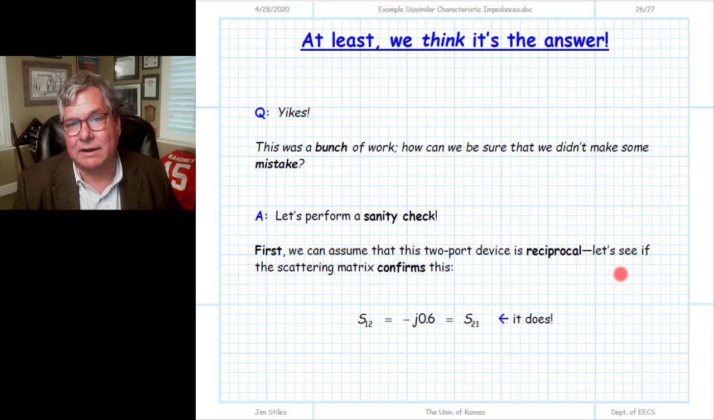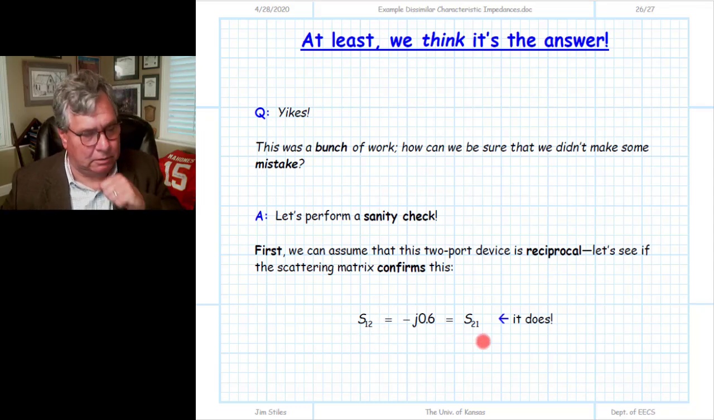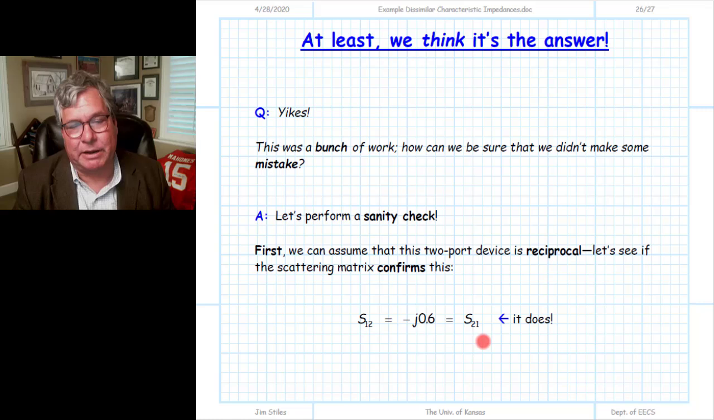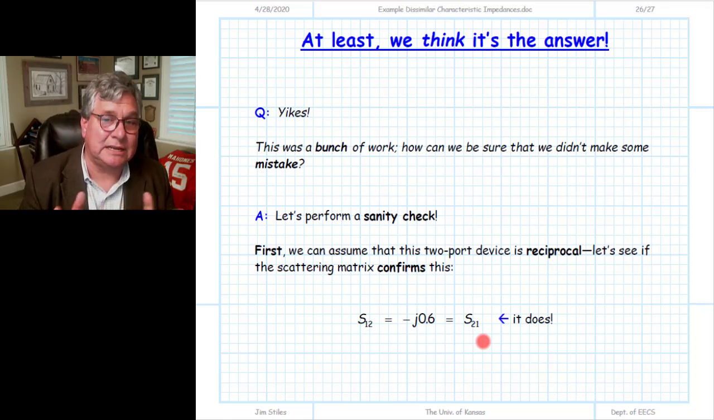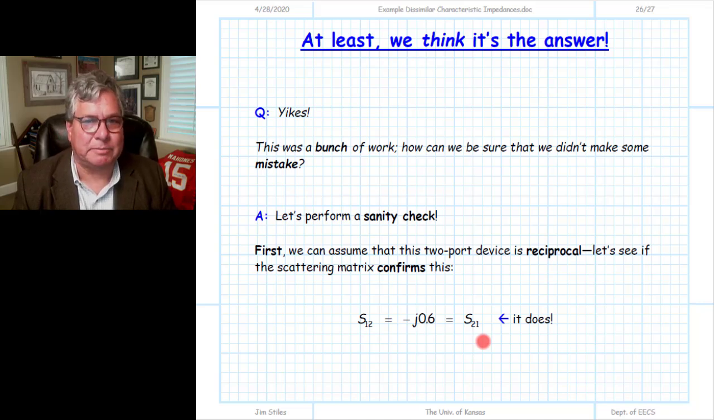So what would we look at here from this scattering matrix? How would we determine whether it passes the sanity check? There's a couple things we can look at here. First, we look to see if the scattering matrix itself is symmetric. The circuit is not symmetric, but if the circuit is reciprocal, which all the circuits we look at will be, then the resulting scattering matrix must be symmetric.